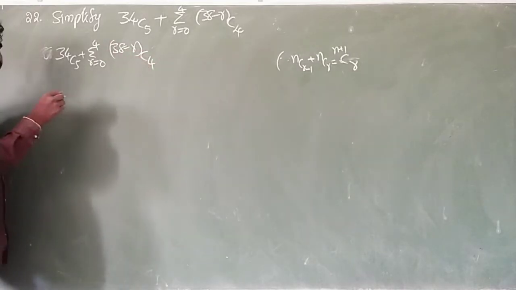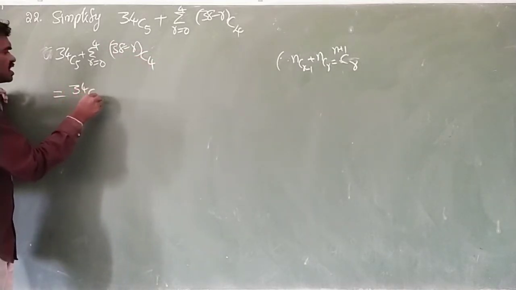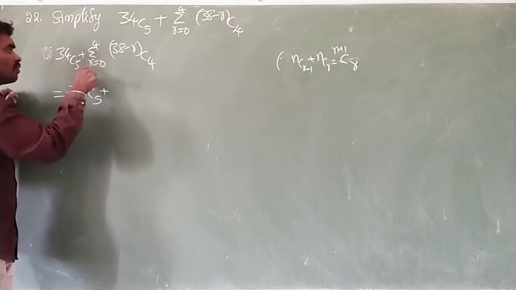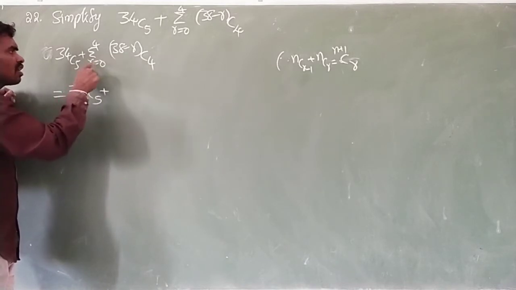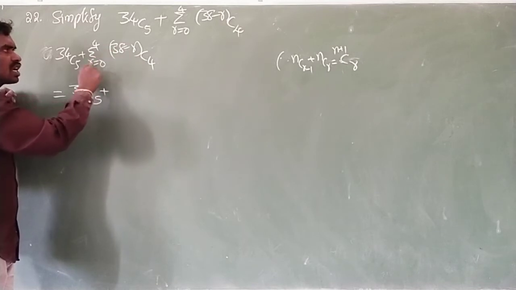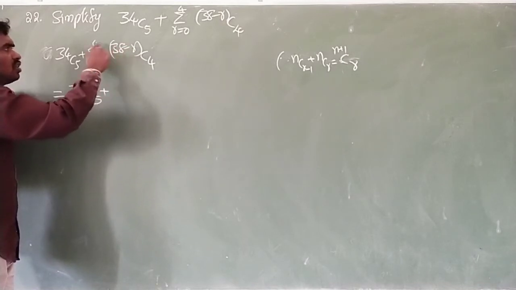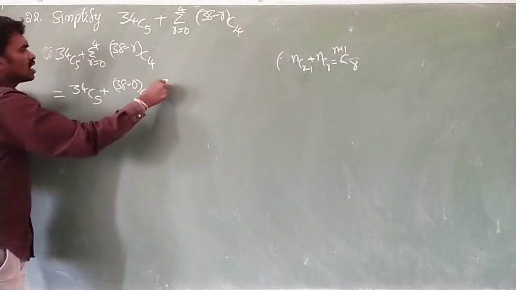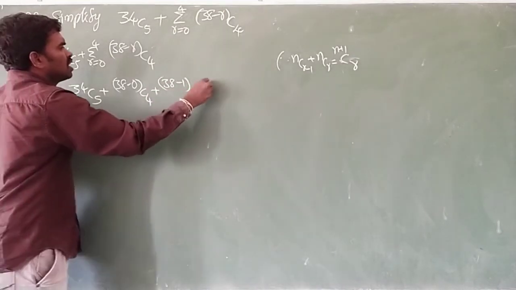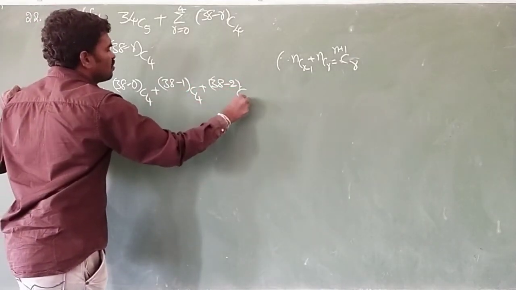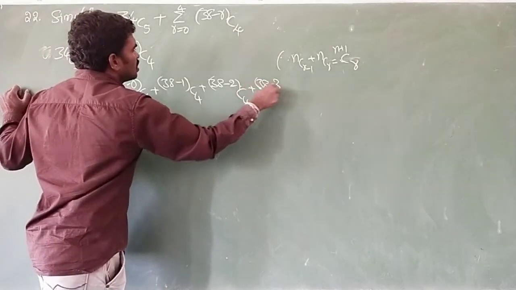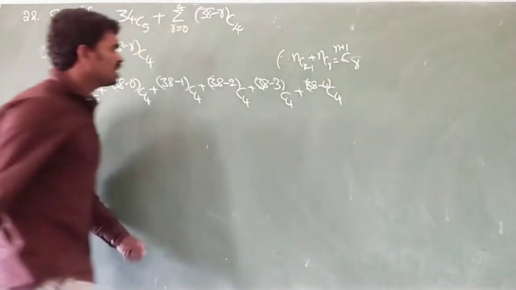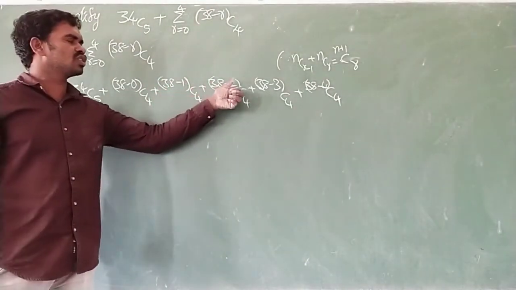34C5 we can write as it is. Summation r equal to 0 to 4 means the sum of the terms: one at r equal to 0, one at r equal to 1, r equal to 2, r equal to 3, and r equal to 4. So 5 terms we can write: 38 minus 0 C4 plus 38 minus 1 C4 plus 38 minus 2 C4 plus 38 minus 3 C4 plus 38 minus 4 C4.